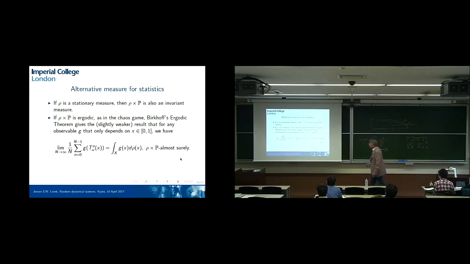Good. So there's also an alternative measure, which is also invariant. So rho cross p, the stationary measure cross p, that has a huge support, and this could be or could not be ergodic. In our case, it was ergodic. And then, of course, I get also the same theorem, but then I get rho cross p almost surely.